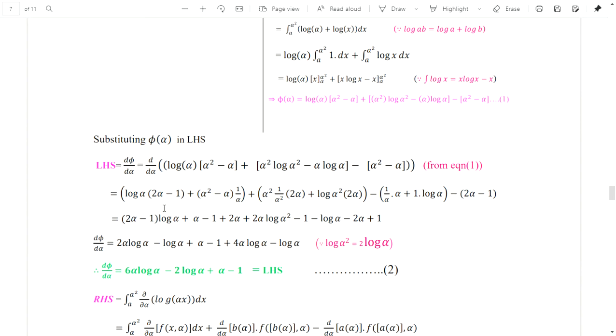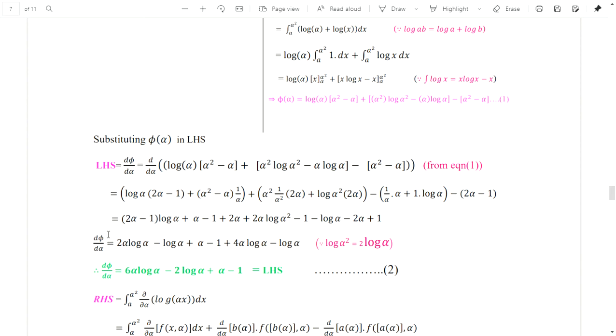So that we will get (2α − 1) log α, written as it is, plus α² into 1/α is α, minus α into 1/α is 1, plus α² into α²... the α² will get cancelled here, so that we will be left with 2α. So 2α written as it is, plus 2α log α², written as it is, minus α into α will get cancelled, we will get minus 1, minus of plus is minus, log α, minus 2α, minus of minus is plus 1.